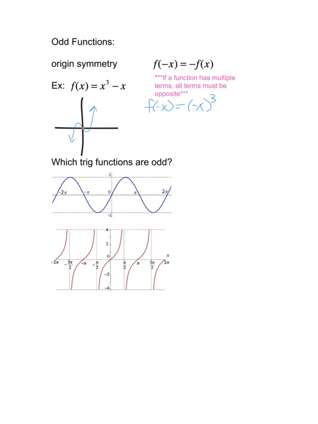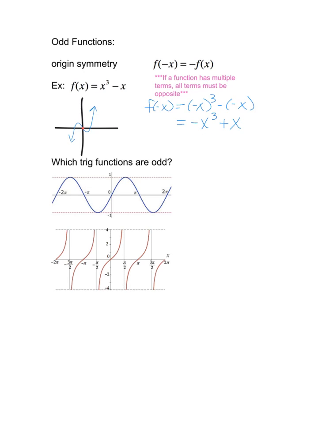And then we're going to make sure we simplify using order of operations as well. So negative x to the third, negative x times negative x times negative x, overall will end up being negative. And then when I subtract a negative, that's the same thing as adding a positive. And when we compare that to the original function, we can see that each term is opposite. The x to the third changed to negative x to the third, and the negative x changed to positive x.